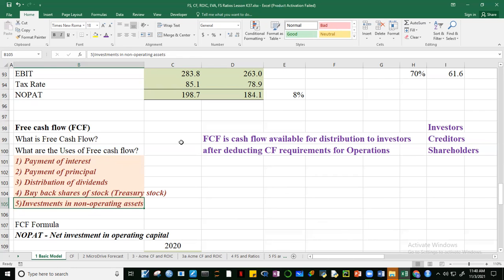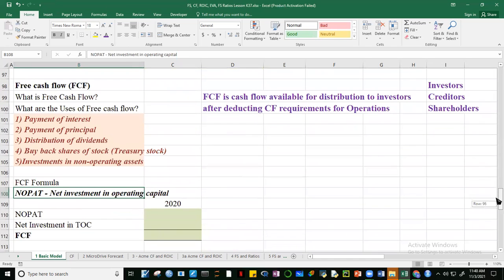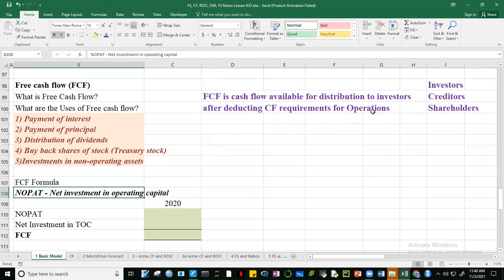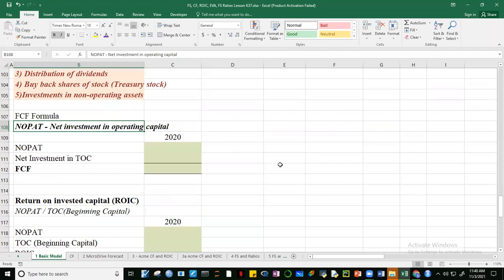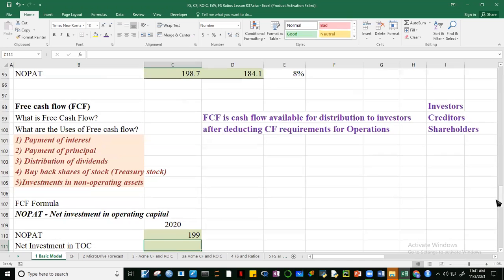Okay, and we can compute for free cash flow, guys. How do we compute for free cash flow? Okay, so the formula here is you start with the NOPAT, and then based on the definition, free cash flow is cash flow available for distribution to investors after deducting cash flow requirements for operations. So we start with the net income after tax, and then we subtract how much cash flow is needed for operations for this particular year. Okay, so let's do that. So for 2020, our net operating profit after tax was 198.7. So we just get that from row 195. We already computed for that.